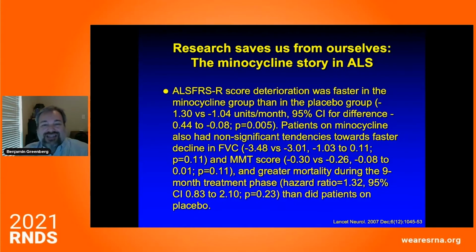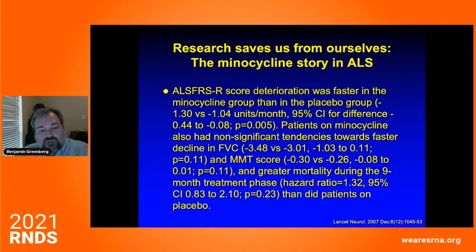I'm going to say it again. The ALS patients on minocycline died faster. They declined faster and died faster. This was a safe drug as an antibiotic, but it turned out to be an unsafe drug in the setting of Lou Gehrig's disease because it didn't do what we saw in animals or in the dish. It didn't protect the individuals. It actually led to a more rapid decline and faster death.